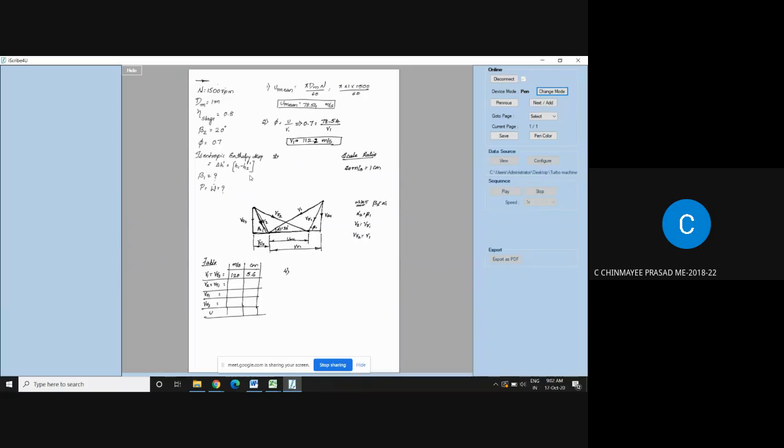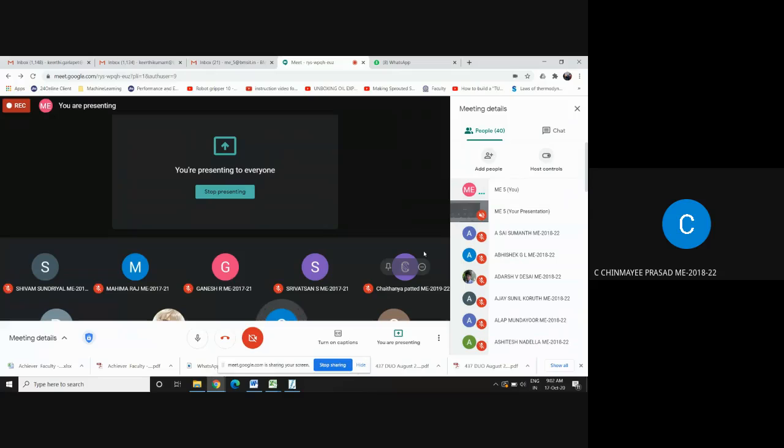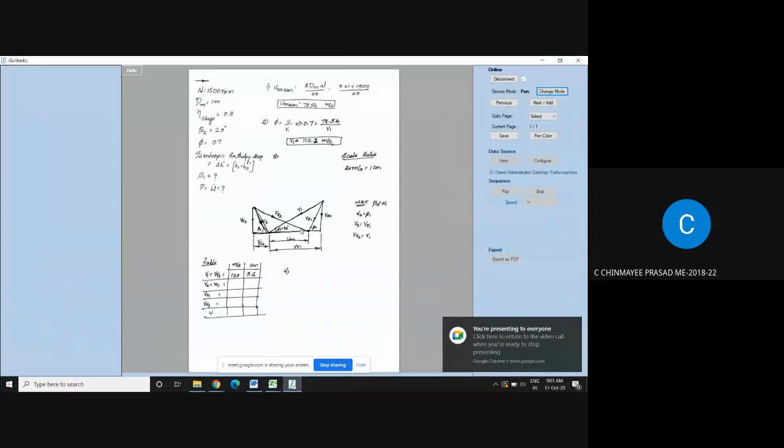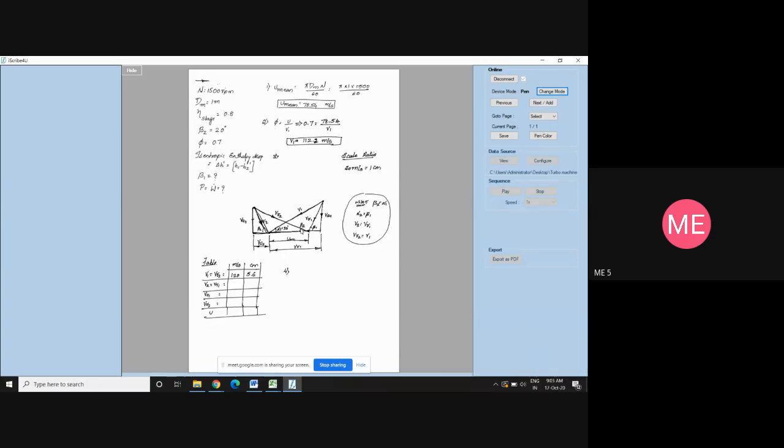So for the second triangle construction, what is the starting angle? That angle, sir, this beta 2 I have written here separately. Can you see this? Yes, sir. For a Parsons turbine, beta 2 is equal to alpha 1. Alpha 1 is known, and moreover in the question, beta 2 is given. See, this is the condition fixed for a Parsons turbine.